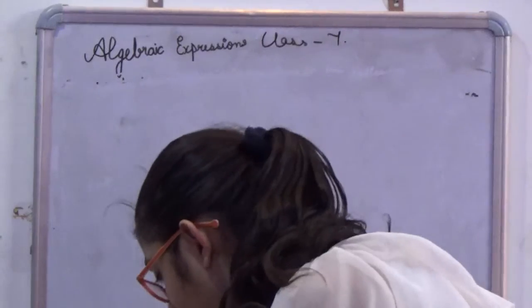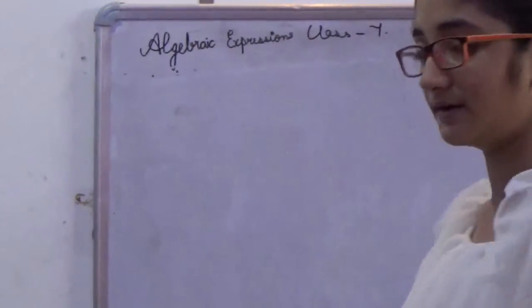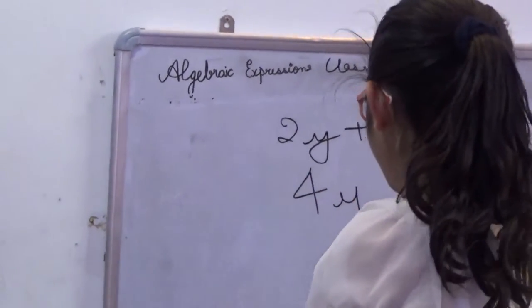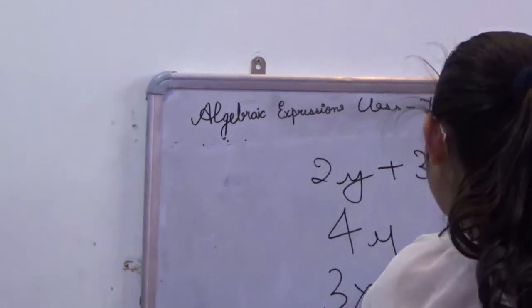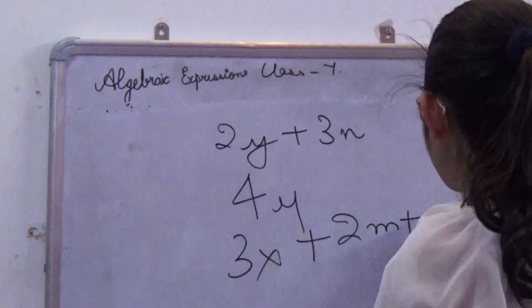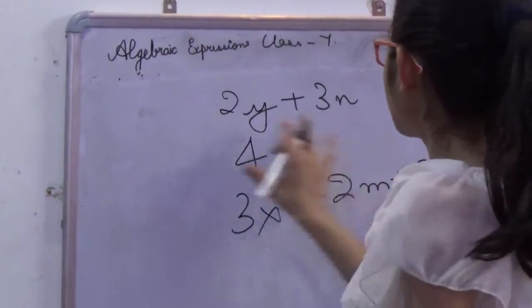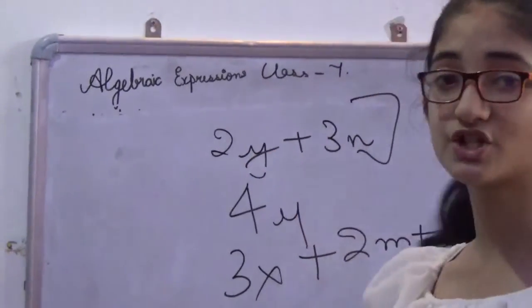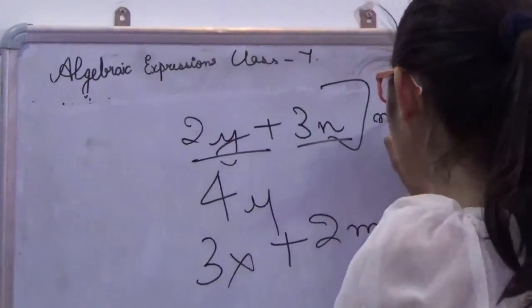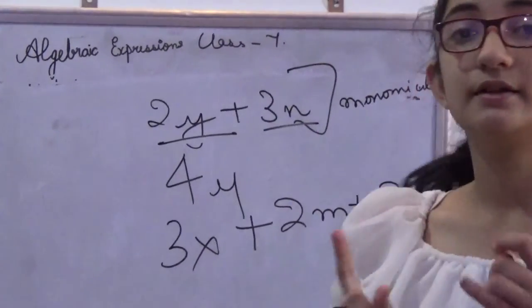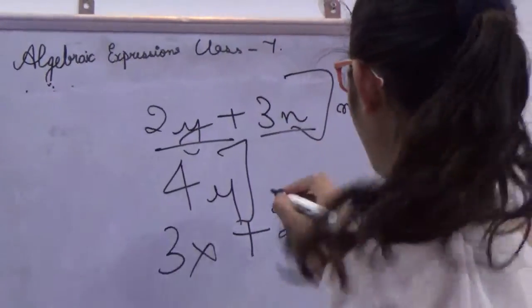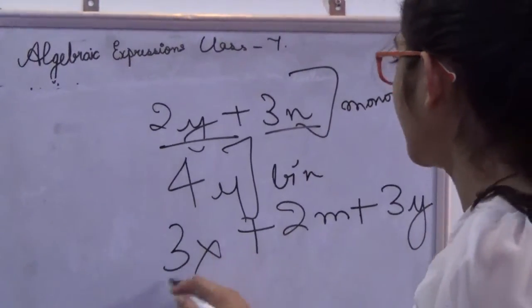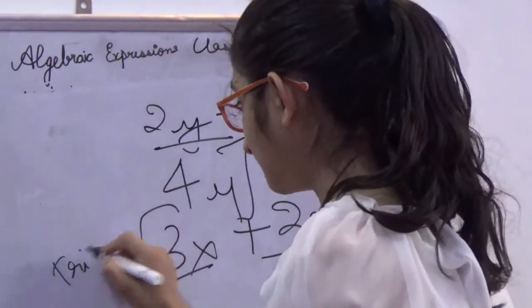I'm basically explaining how to do these types of questions. Now next is, classify into monomials, binomials and trinomials. Instead of taking this question, I'll tell you with an example. If you are given something like 2y plus 3, 4y, and 3x plus 2m plus 3y. In this expression you can see there are three terms. The expressions which contain only one term are known as monomials, the expressions which contain two terms are known as binomials, and the expressions which contain three terms are known as trinomials. Okay?